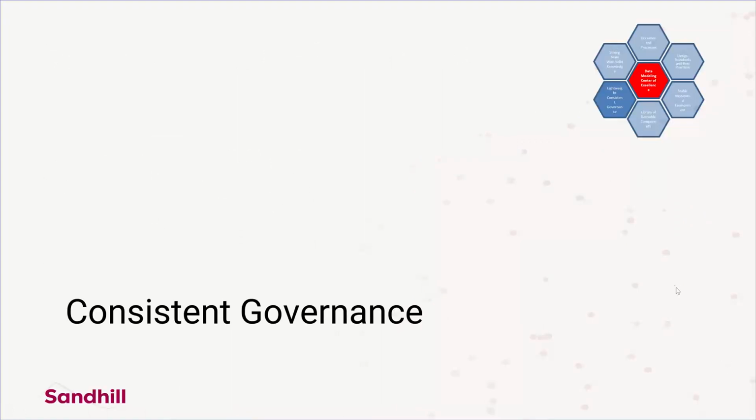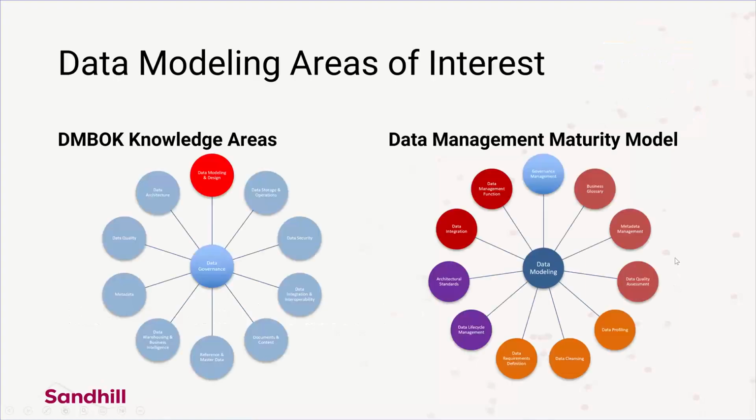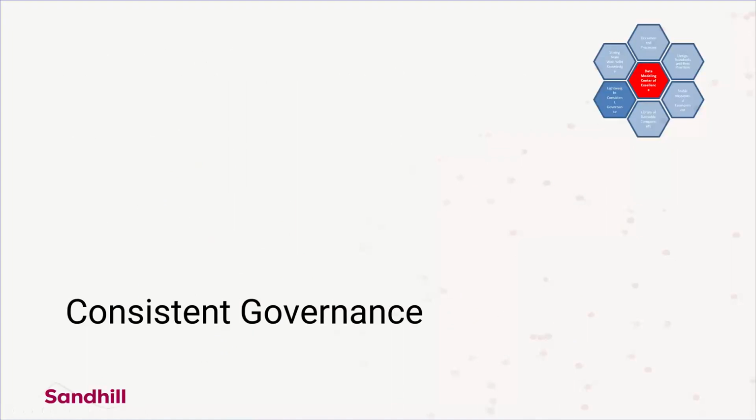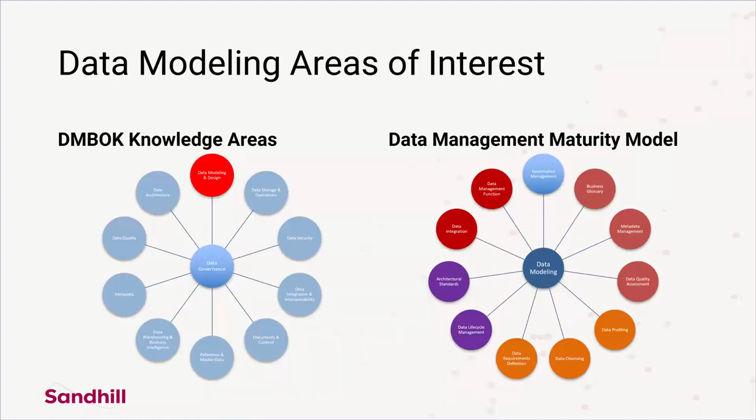Consistent data governance is fundamental to allowing the organization to model data in a standard, consistent, and predictable manner so that you can manage data as a resource. Now we're going to take a look at how data modeling itself is integrated with lots of different areas of data management. You can see I've got two parts here: the DMBOK on one side and the DMM on the other side.